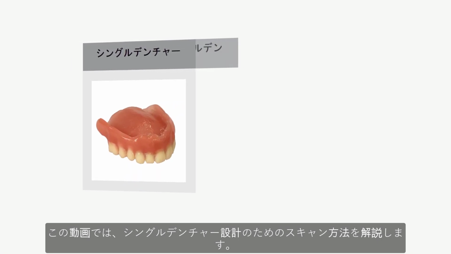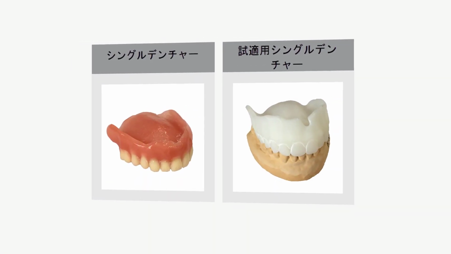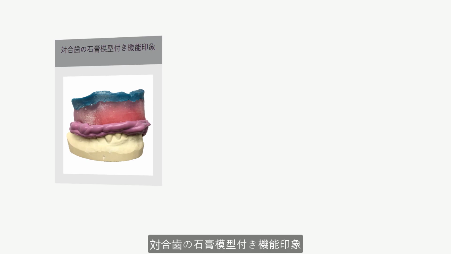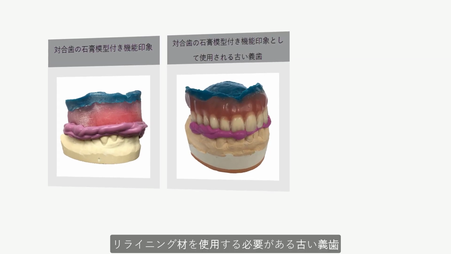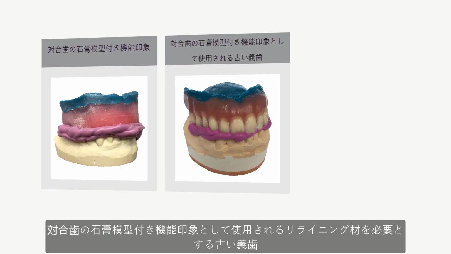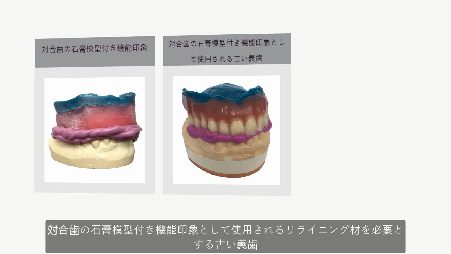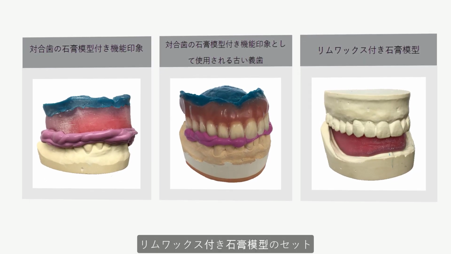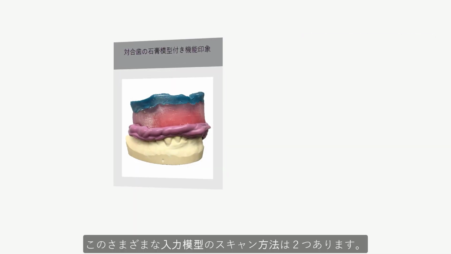This video will show you the scanning procedure for a single full denture workflow. As an input for the dental system, you can use a functional impression with gypsum antagonist, the old denture requiring reline to be used as a functional impression tray and the gypsum antagonist, a set of gypsum models with the wax rim. There are two scanning scenarios covering this variety of input.